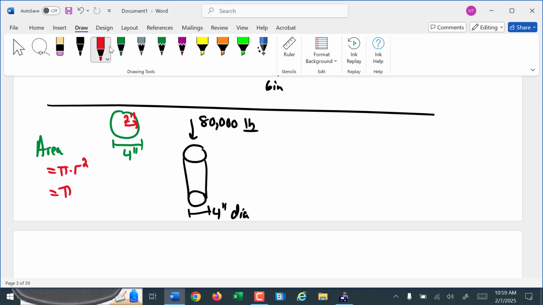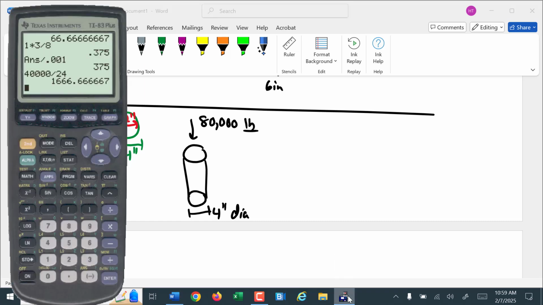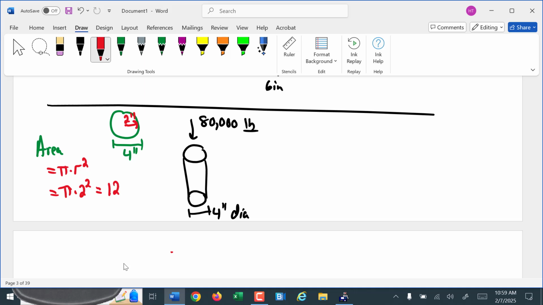So this will be pi times 2 squared. So pi, you can either just use 3.14, or most of your calculators have a pi key. I'm going to use 3.14 times 2 squared. Gives us 12.56 square inches. That's the area.